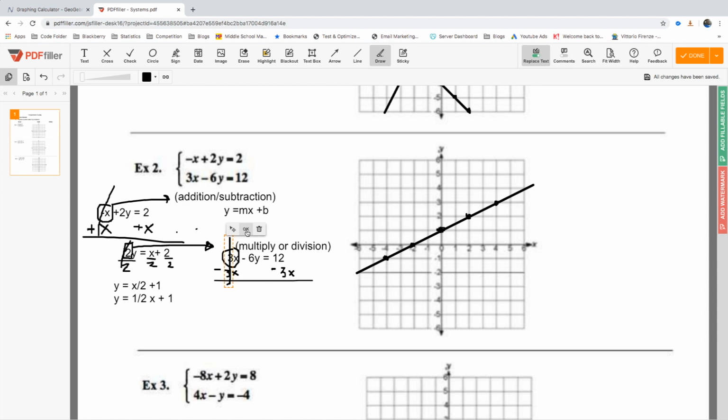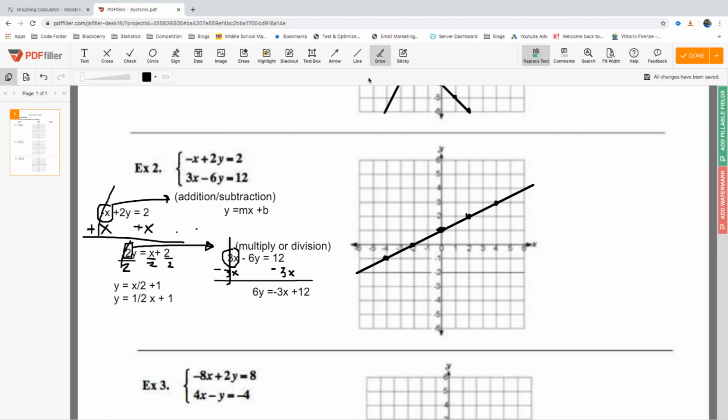I am now going to be left with a 6y equals a negative 3x plus 12. All right, great. So we got an issue. There is a 6 attached to the y. And remember, when we're graphing in slope-intercept form, we don't want anything attached to y. We just want the y to be by itself as seen here.